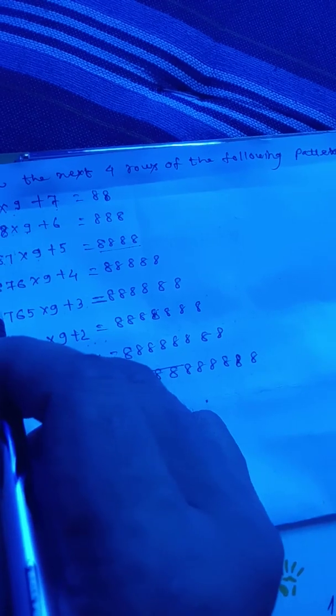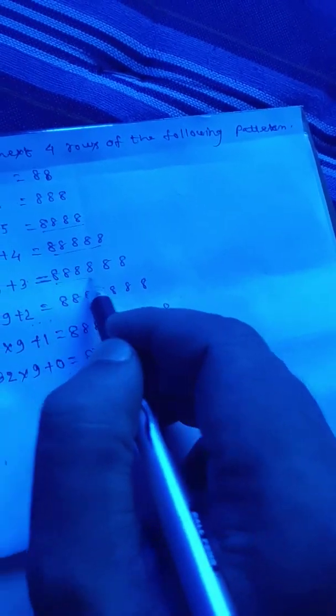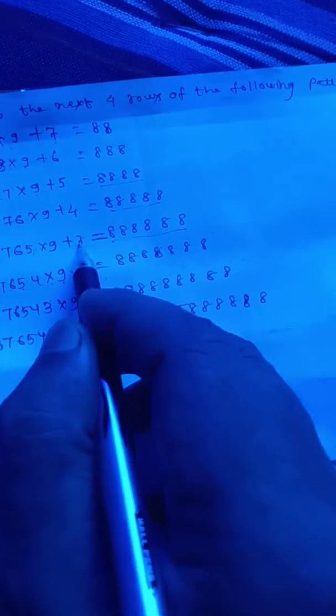In the same way we write here 987 and 1 less than 7, here 6, into 9. Plus we write 1 less than 5, here 4. We write here 5 eights. In the same way we follow the process. We write here 98765 into 9 and 1 less than 4, 3, here, and we write here 6 eights. In the same way we write here 98765 4 into 9 and we write here 1 less than 3, 2. We write here 7 eights.